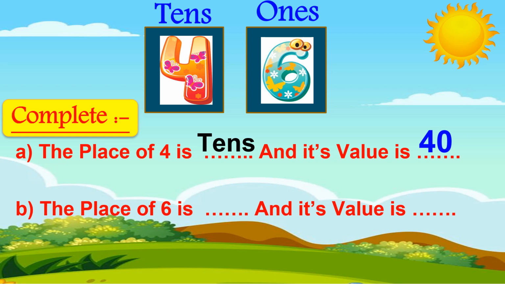The second, I have the place of 6 is. In which place is 6? Ones place. And its value is. Ones don't take any 0, so the answer will be 6.